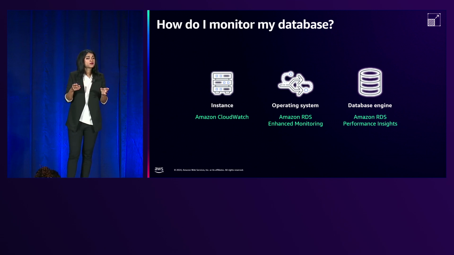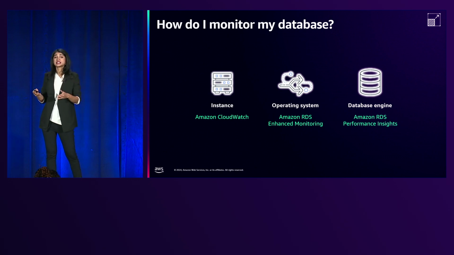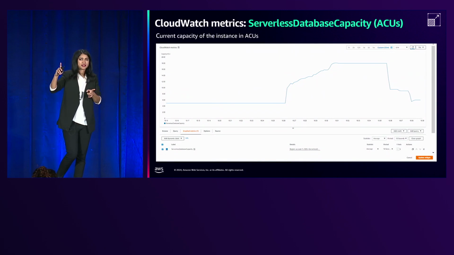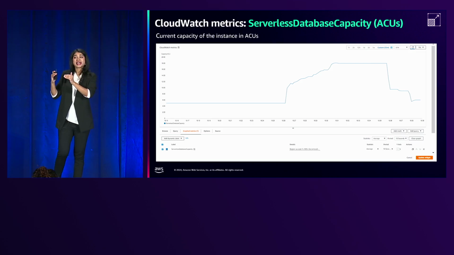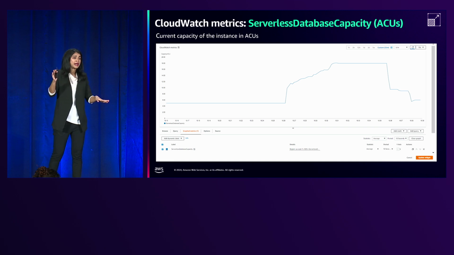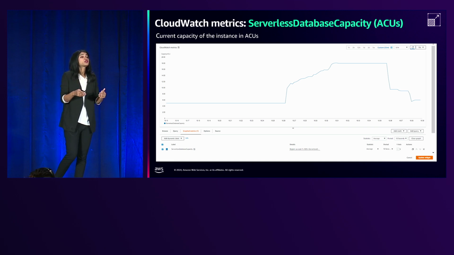For each of them, we've also added additional functionality for serverless itself. For example, for CloudWatch, we have the metric called serverless database capacity. You're setting min and max. How do you know where your database actually is? This metric will tell you where the database currently is. And you're going to get billed for your current usage. You don't get billed for the minimum or the maximum. You get billed for whatever your workload is utilizing.